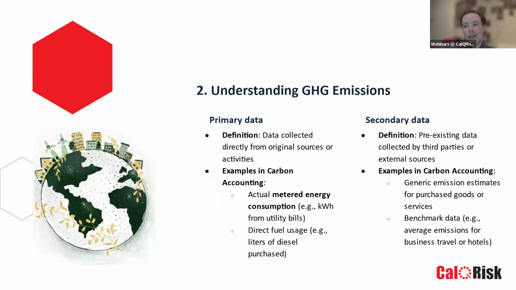Primary is higher accuracy. It's tailored more to your business's own operations. It reflects your actual activities, and it also increases compliance and transparency. The cons, though, are that it can be resource intensive. In terms of getting all that data in the initial years, it can be quite time consuming.